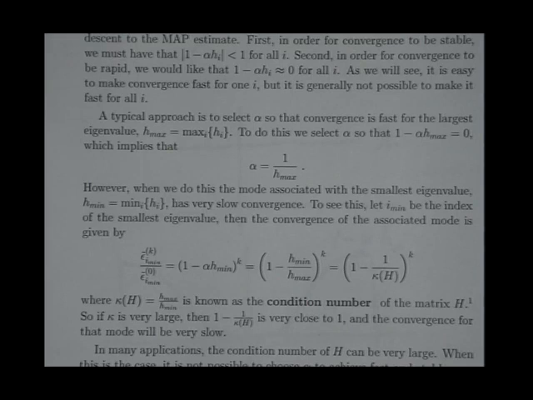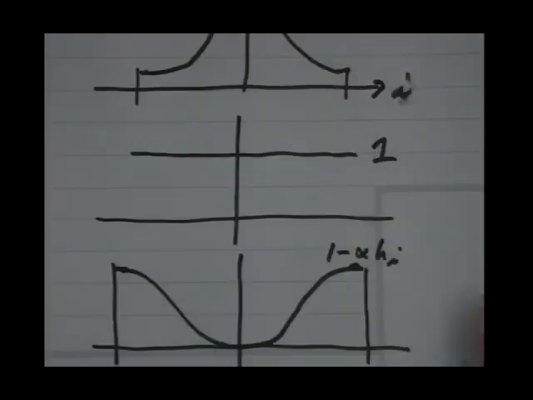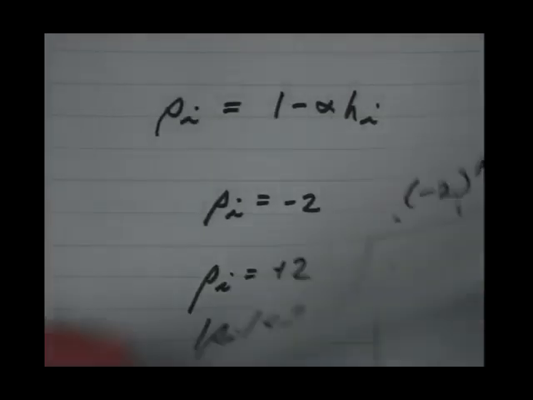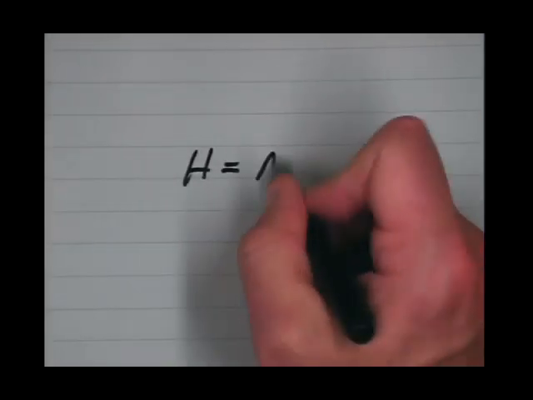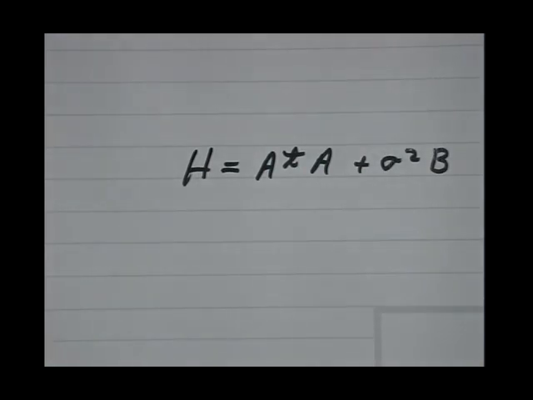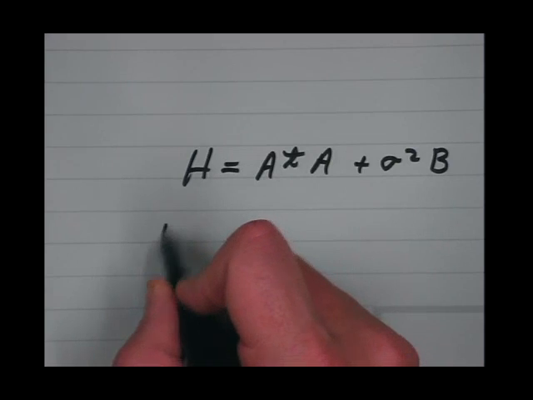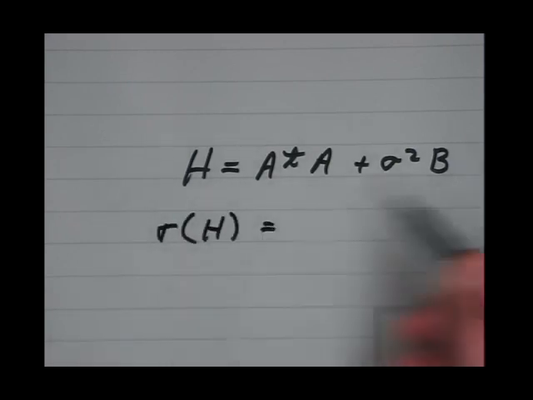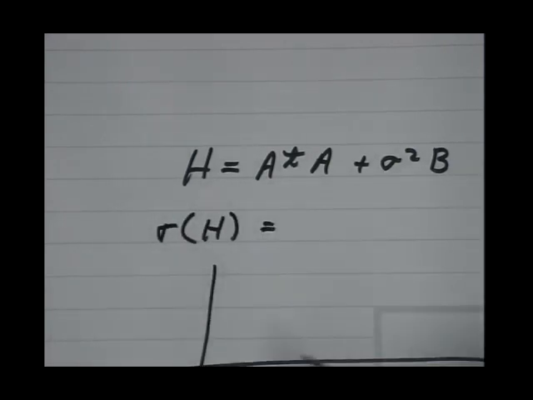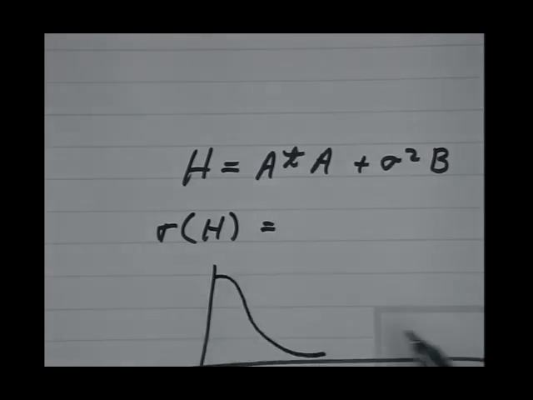So now the condition number is related to what? It's the eigenvalues of the matrix. First of all, what is the matrix we're taking the condition number of? It's the matrix H, which is equal to A transpose A plus sigma squared B. We take the eigenvalues of it, and we could plot them. We'll get these big eigenvalues, and then a small drop-off.